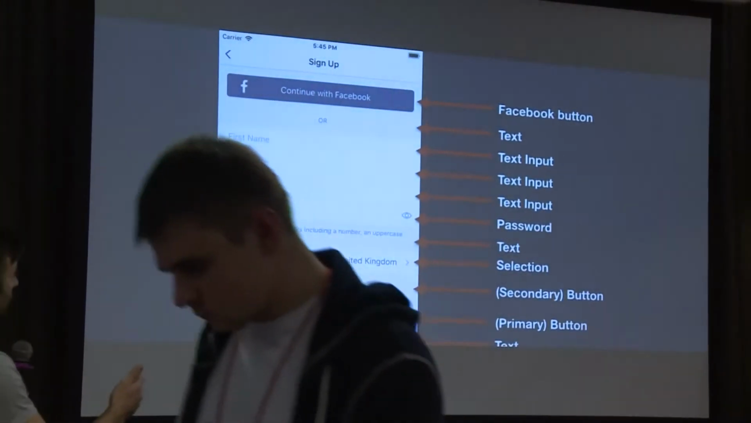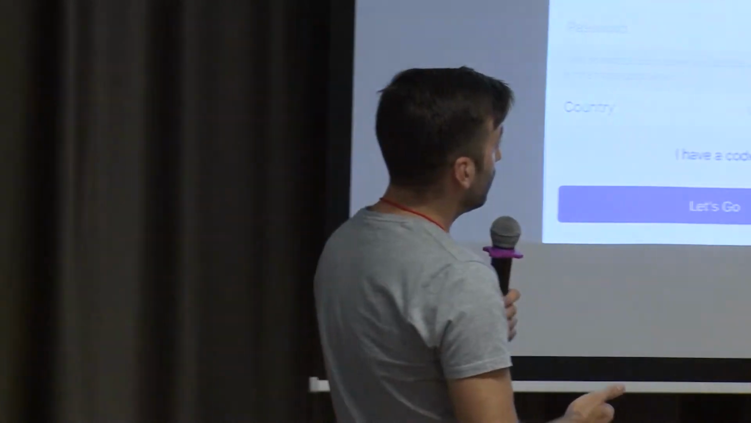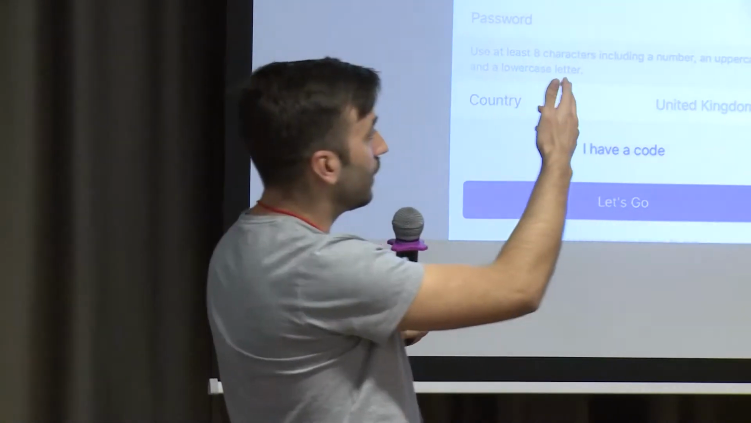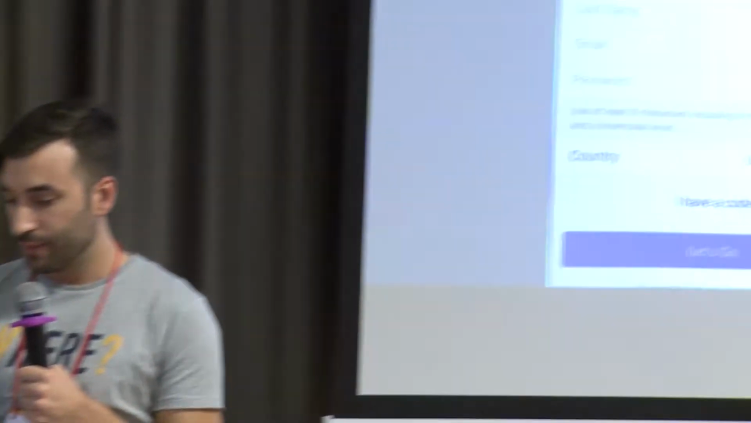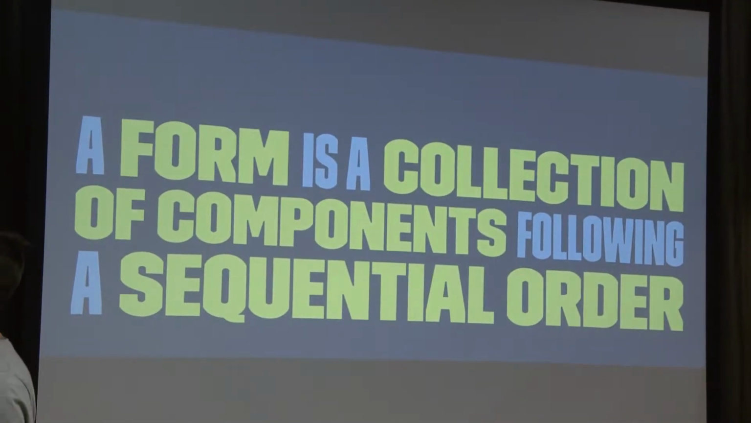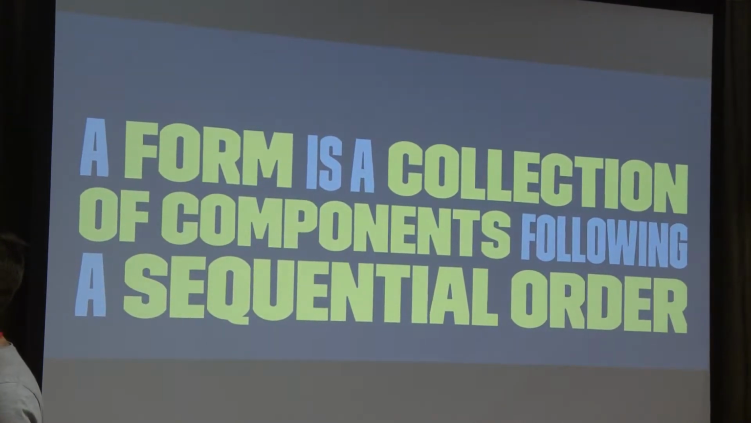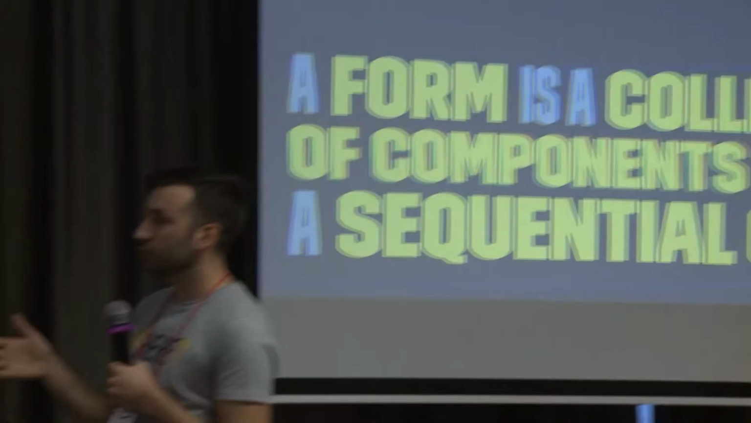And we can see on the sign up screen that we actually have different components, like a Facebook button, text input, selection, buttons, and so on. There are multiple components there. So if we focus on this sentence, we can identify three concepts: form, collection of components, and sequential order. And if we check in particular this collection of components with a sequential order, there's something similar that we probably work with on a daily basis, which is an array.